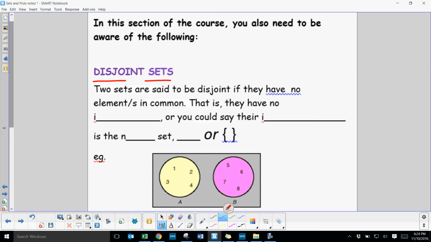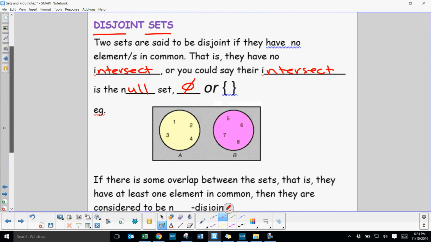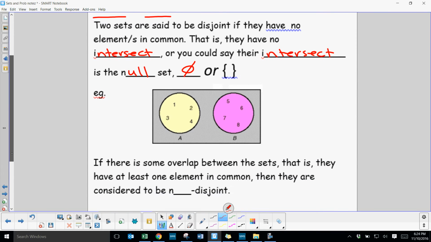Yes, intersect. So they would have no intersect, or you could say their intersect is the something set. Try to think, what is the something set that has this symbol? The null set. So basically meaning that the intersect is the empty set. So it doesn't exist. There is no intersect because it's a null set. And so there, in the diagram below is an example of two disjoint sets.